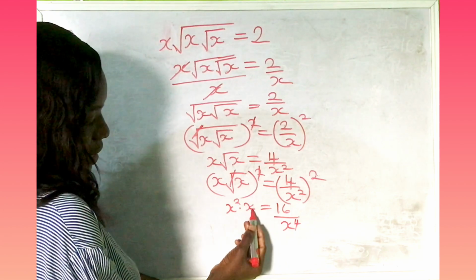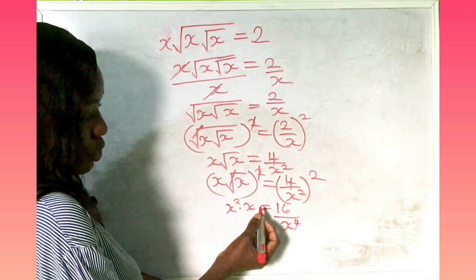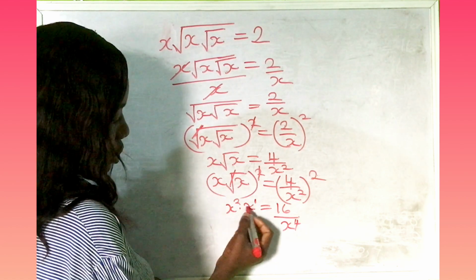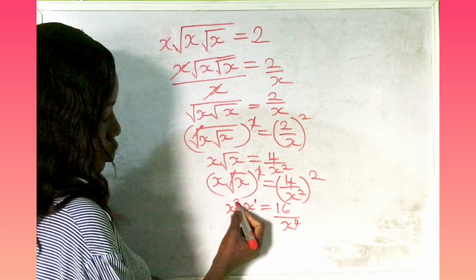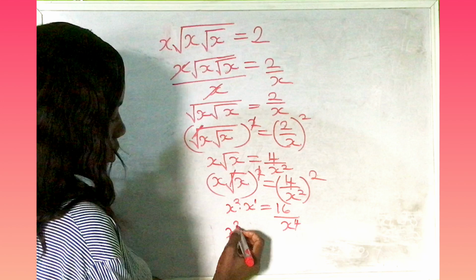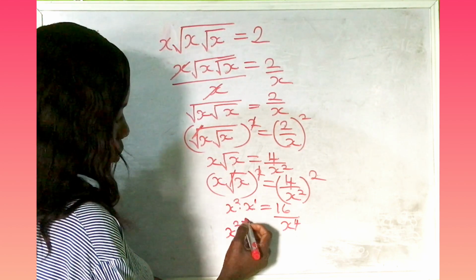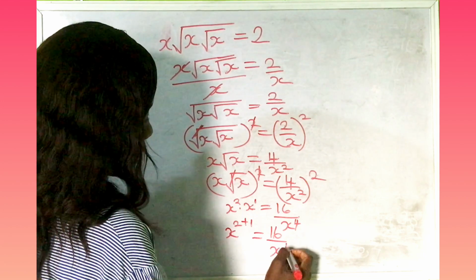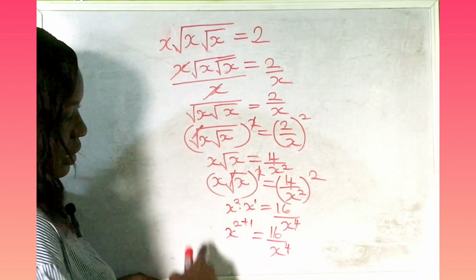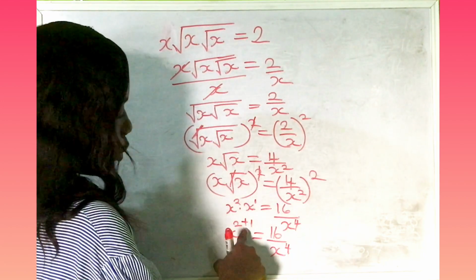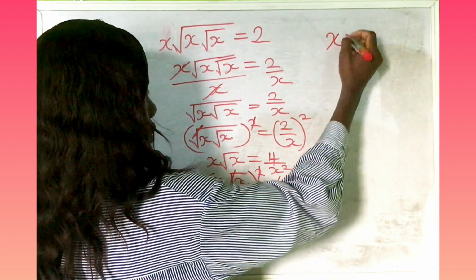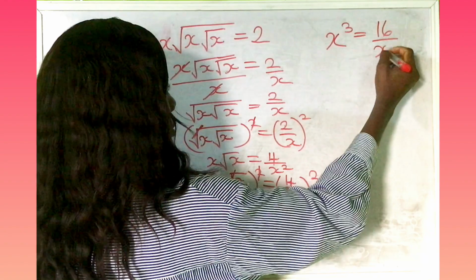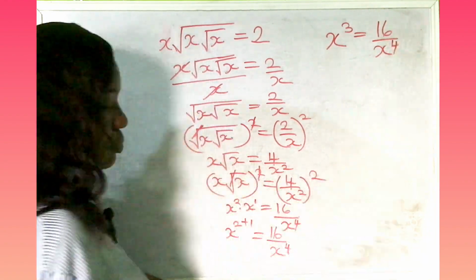Now, this x has an invisible power of 1. So to do this, you're going to add these two powers. x raised to the power 2 plus 1 is equal to 16 over x raised to the power of 4. So now 2 plus 1 is what? 3. We have x raised to the power of 3 is equal to 16 over x raised to the power of 4.